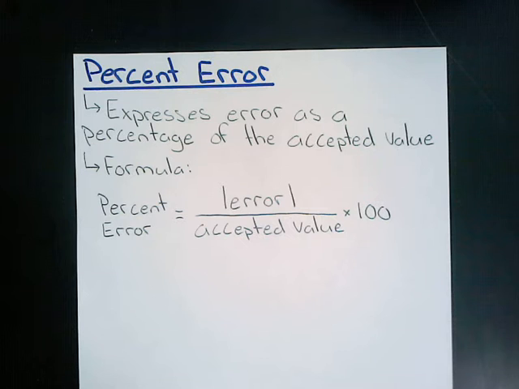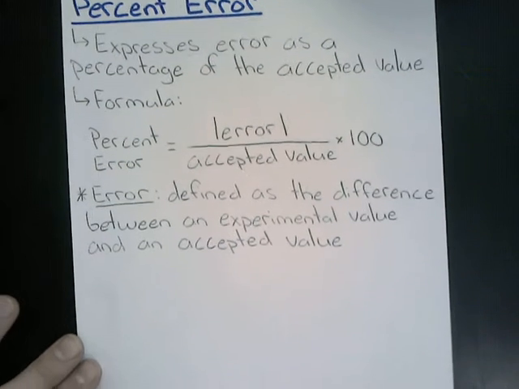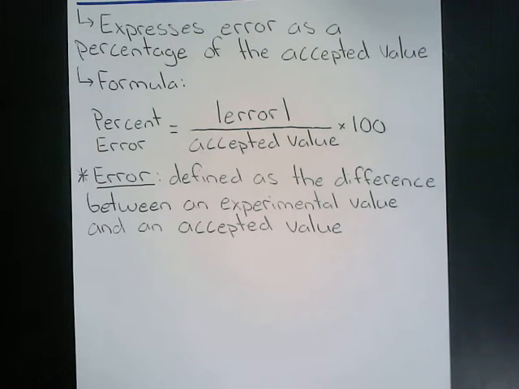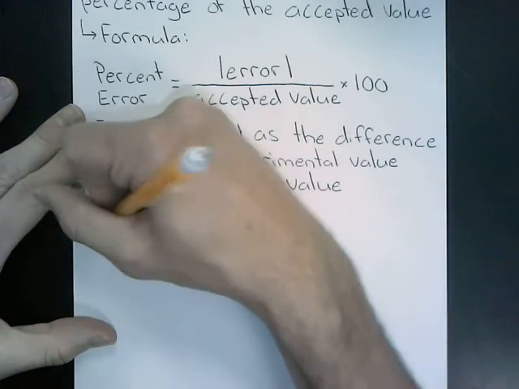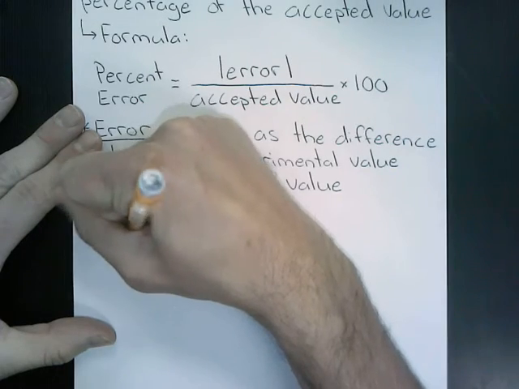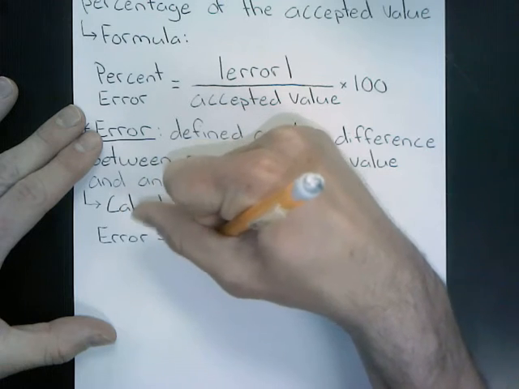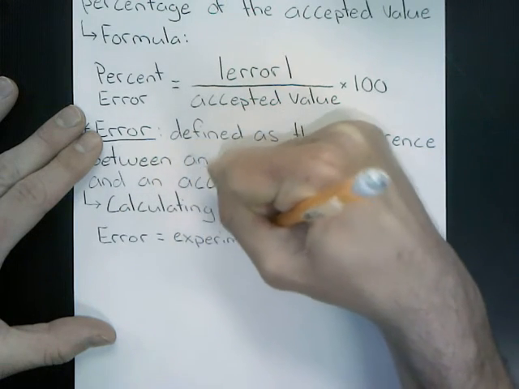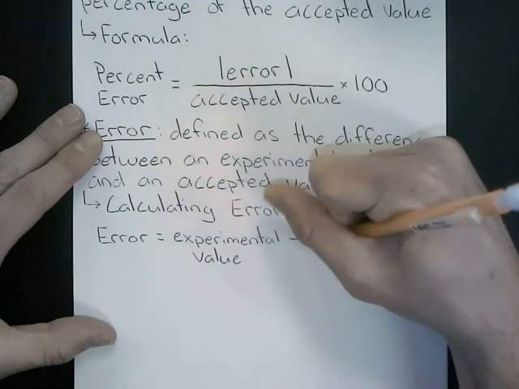Now, I want to talk about this concept here known as the error. Error is defined as the difference between an experimental value and an accepted value. Now, error can be calculated with the following formula. The error is equal to the experimental value minus the accepted value.